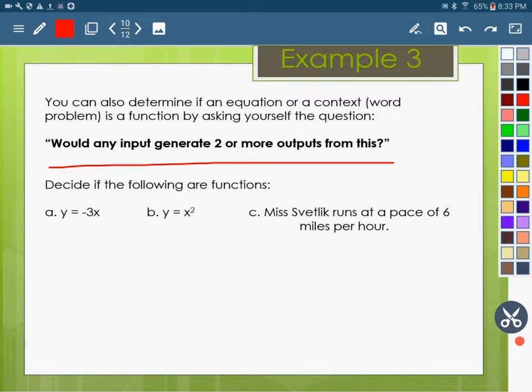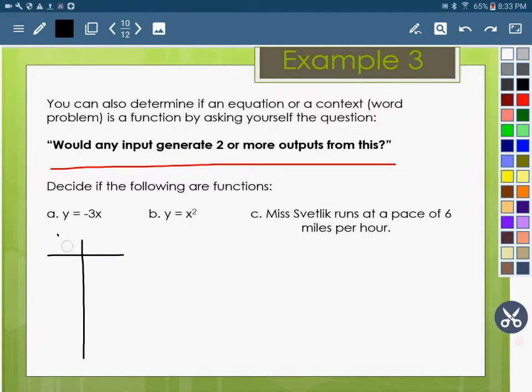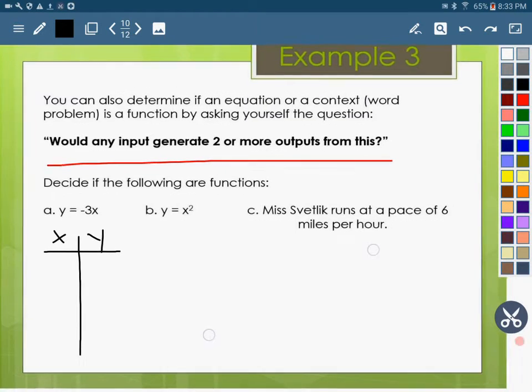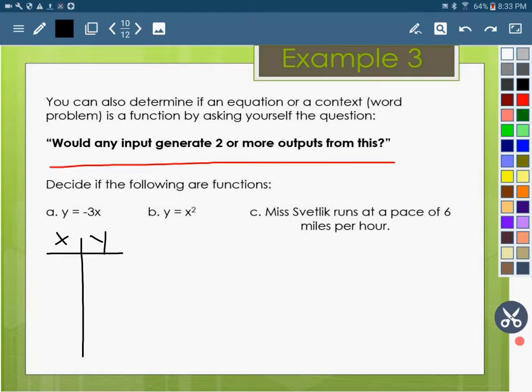So let's think about A. Y equals negative 3x. Now, you don't have to make a table every single time, but if you want to make a table of values to try to generate some points so that you can kind of guess if it's a function or not, I would just start with both negative and positive numbers, because where you're going to find something is not a function is if the positive and negative version of the same digit may be an answer. So let's start with -2, -1, 0, 1, and 2.